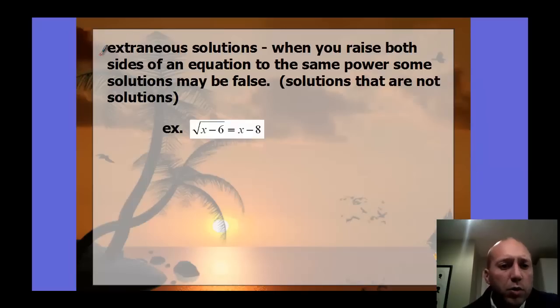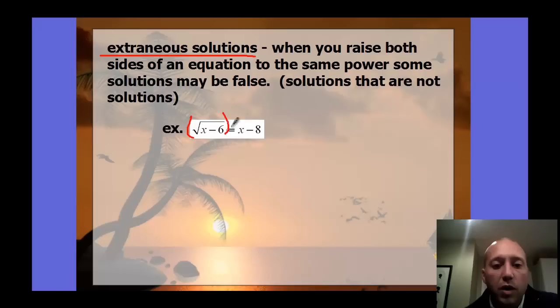Extraneous solutions. Extraneous solutions is when you raise both sides of an equation to the same power. Some solutions may be false. So there's solutions that are not actual solutions. So the algebra says there should be a solution, but it's not one of the solutions.